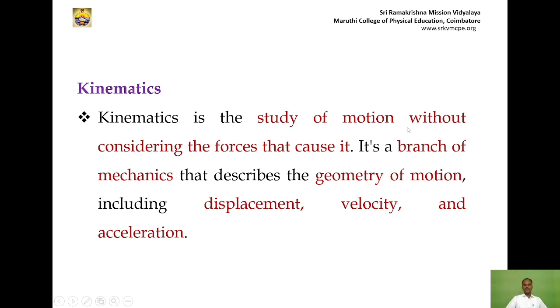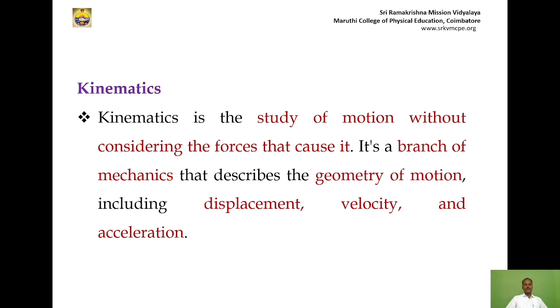Here kindly see, we will not consider the forces and the causes. Here we are discussing only the displacement, how the object moves from one place to another place. For example, if a runner moves from start up to finish, that is called displacement. Velocity: what is his speed in the first 10 meters and second 10 meters, that comes under velocity. And acceleration: how he accelerates, what is the acceleration between the start to 50 meters, then 50 meters to 100 meters. If we discuss these measurements, this is called kinematics.